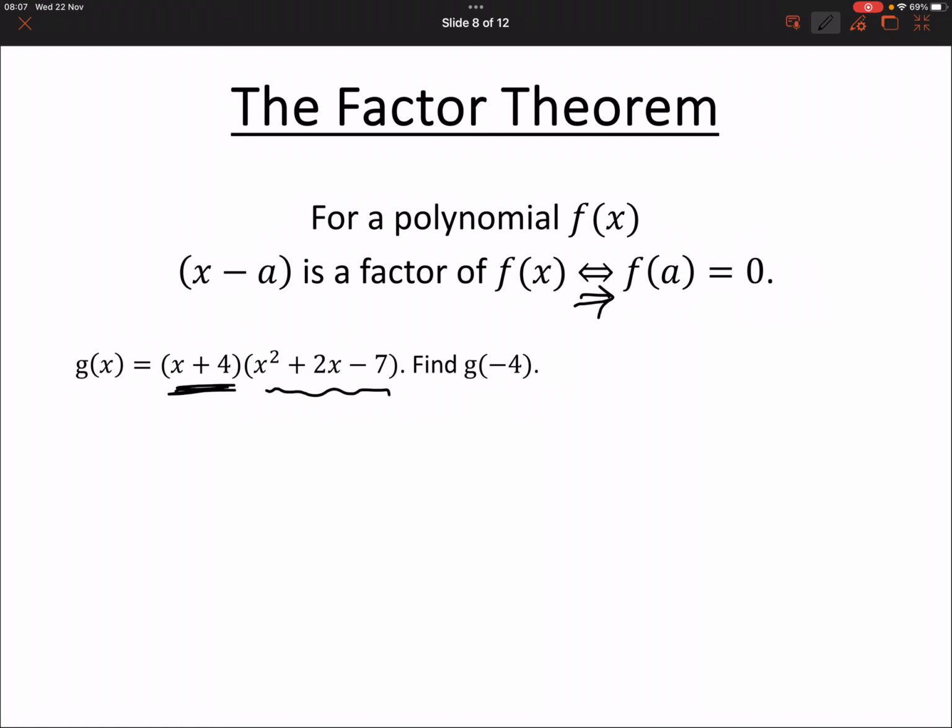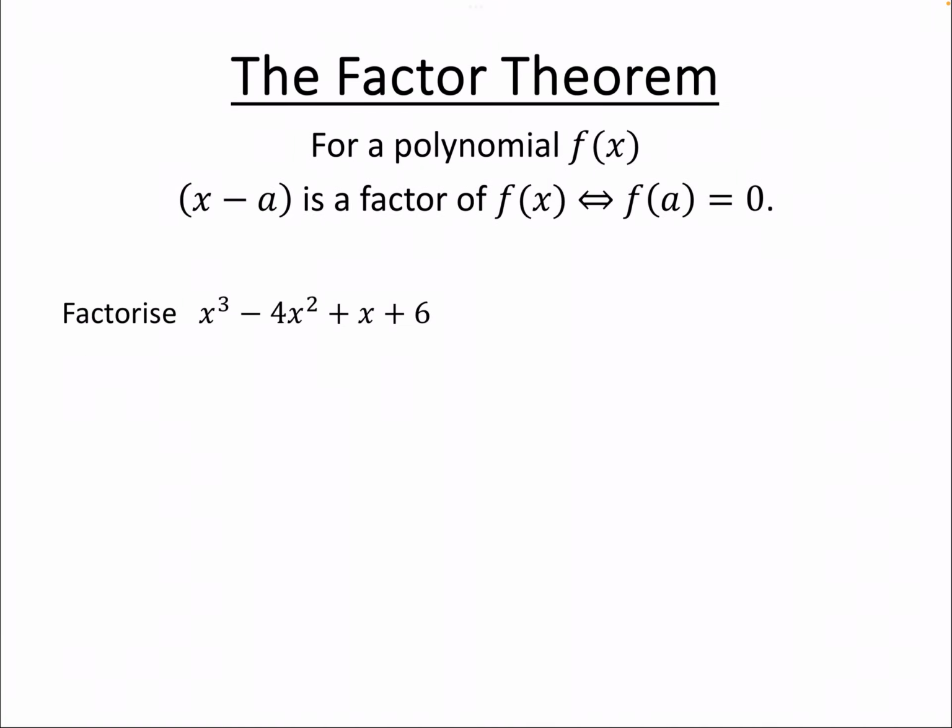Okay, the other direction perhaps not so much, but if you've got a factor like this, the x plus 4 in g of x, then g of minus 4 must be 0. And we could also have written g as x cubed plus 6x squared plus x minus 28. And if you plug minus 4 into that, you're still going to get 0. That's the whole point. So we're going to use this fact to factorise cubics. Here's one. Let's see what I mean.